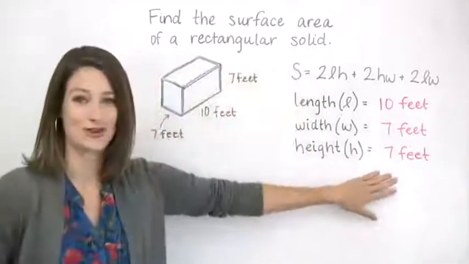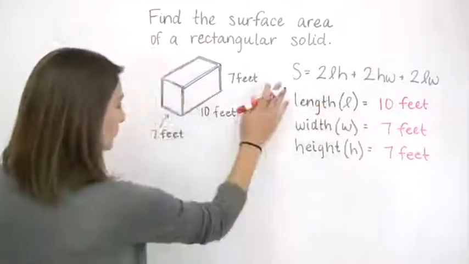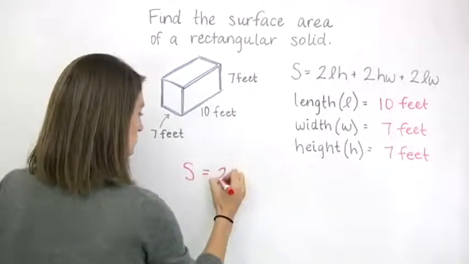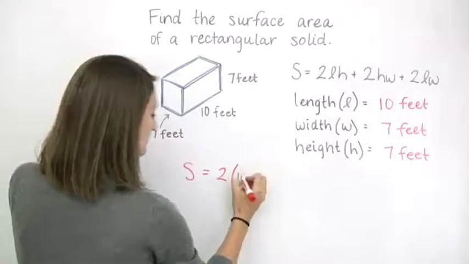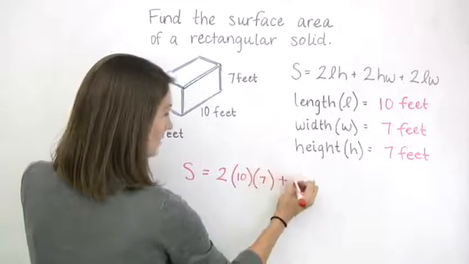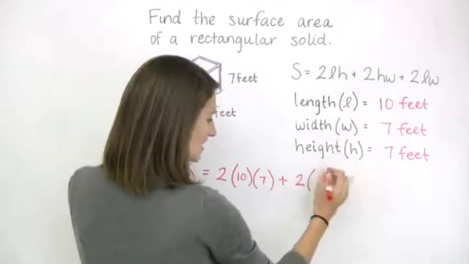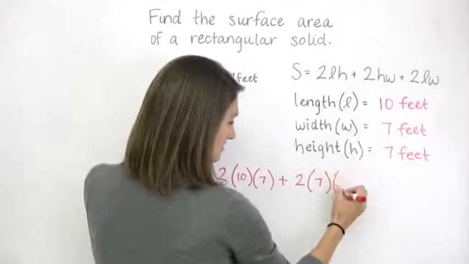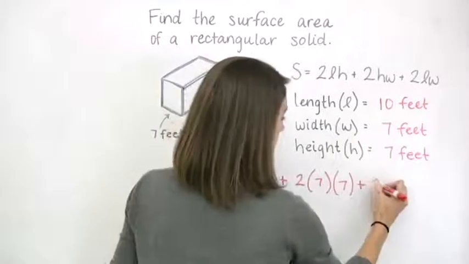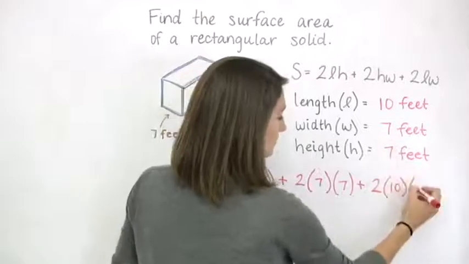So now that we have our values for length, width, and height, let's plug them into our formula and find our surface area. So let's bring down our S, which represents surface area, and that's equal to 2 times our length, which is 10, times our height, which is 7. Then we need 2 times our height times our width, so that's 2 times 7 times 7. And lastly, we need 2 times the length times the width. So we have 2 times 10 times 7.